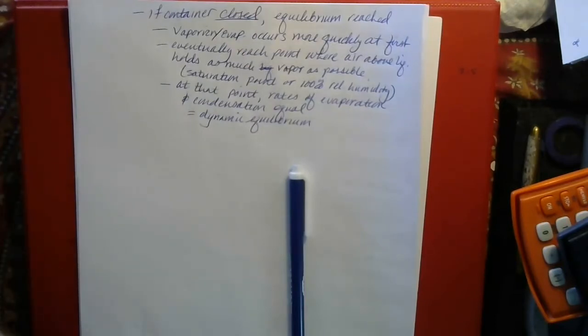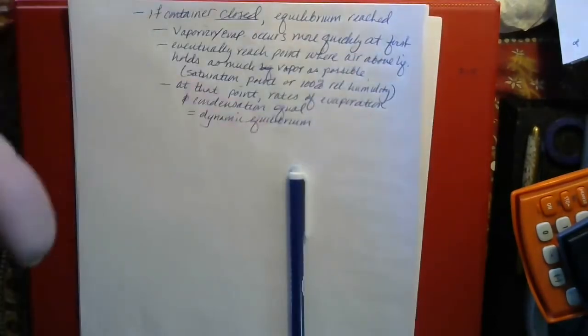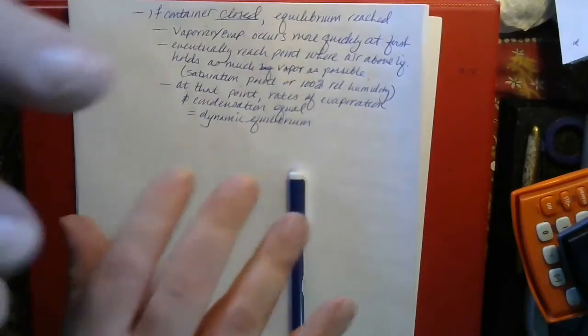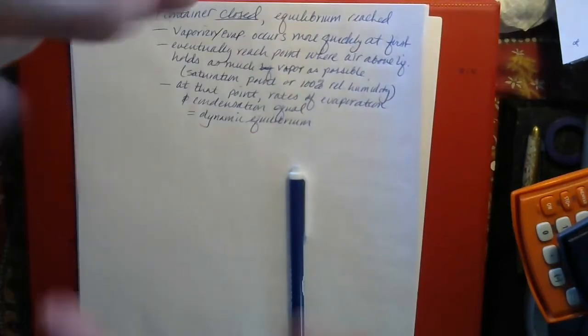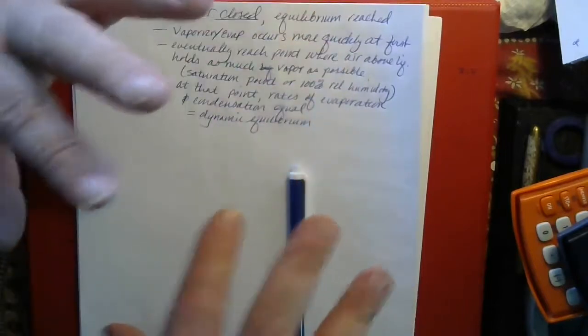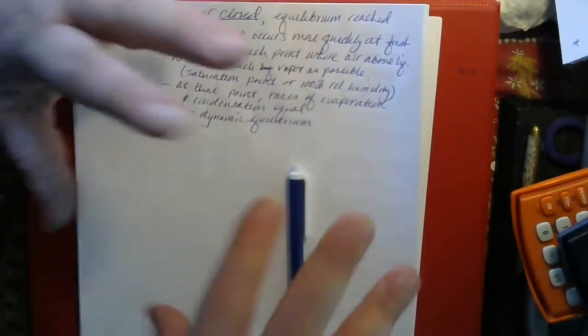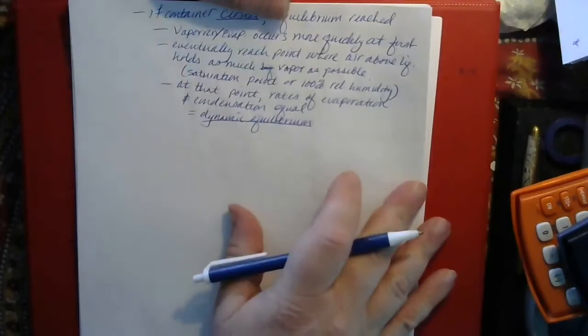But if you were able to look at individual water molecules, you would notice that at any given moment, there are some that are evaporating and others that are condensing. And that in fact, at any given moment, the number of water molecules that are evaporating will be the same as the number that are condensing. And so overall, nothing changes, but individual molecules are moving back and forth. And so that's a dynamic equilibrium.